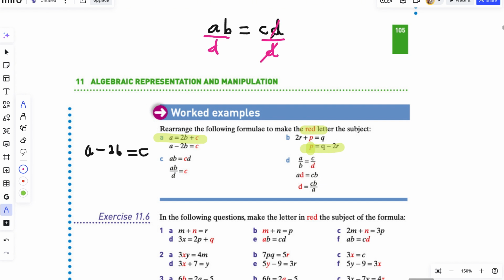So C, you now simply write C is equal to AB over D. It doesn't matter, you can write it first. You can say C is now equal to AB over D. You can write it like that, or you write AB over D equal to C. It doesn't matter which one you write first. It's still the same thing. Now we move on quickly and life is good.